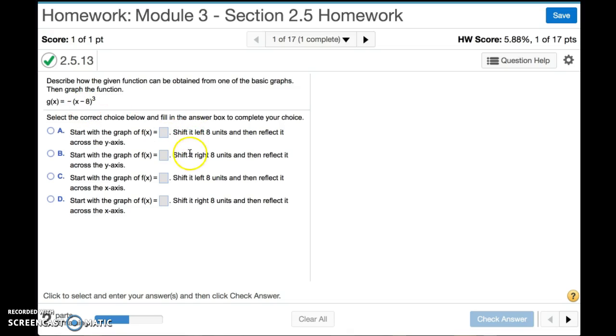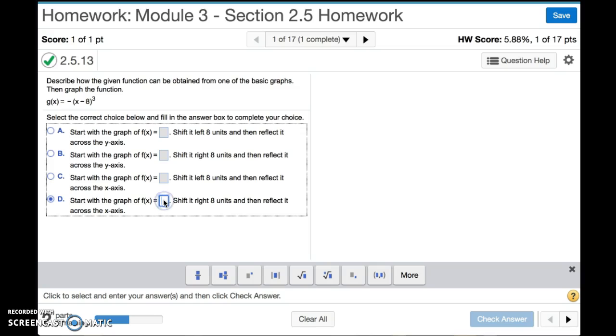I noticed that they have all our transformations here. There are two of them that say a shift right 8 units. But then they have reflect across the y-axis and reflect across the x-axis. And this negative out in front, since it's not in the parentheses, is going to be a reflection about the x-axis. So D is a shift right 8 units, and it reflects across the x-axis. That would be the correct transformation.